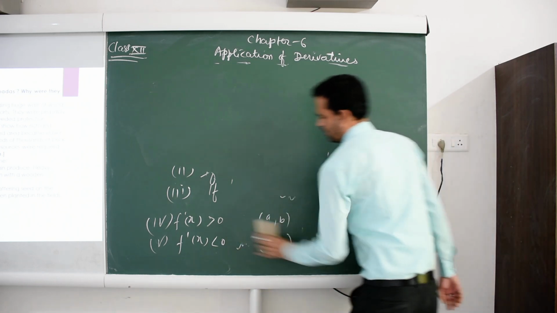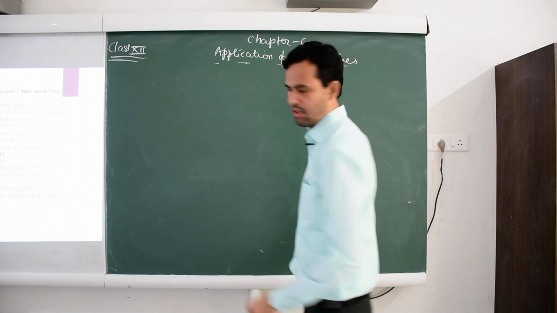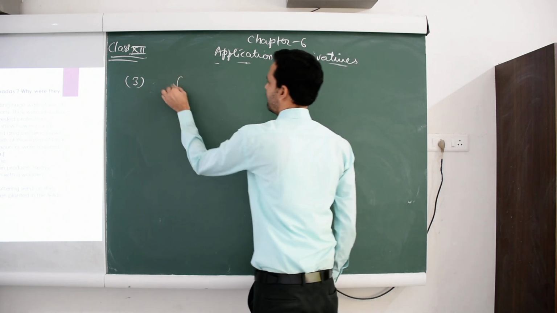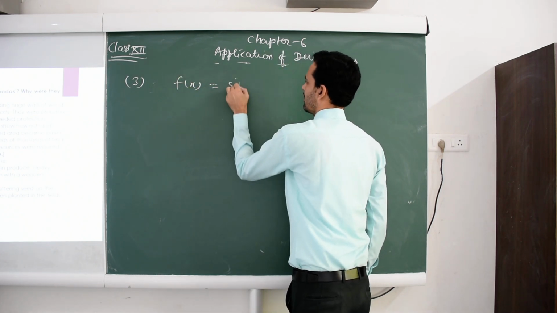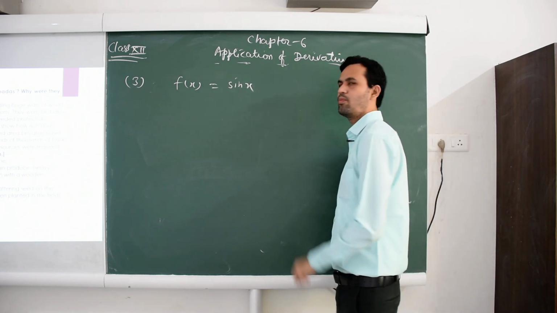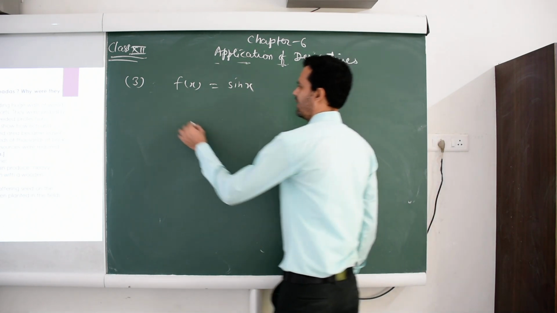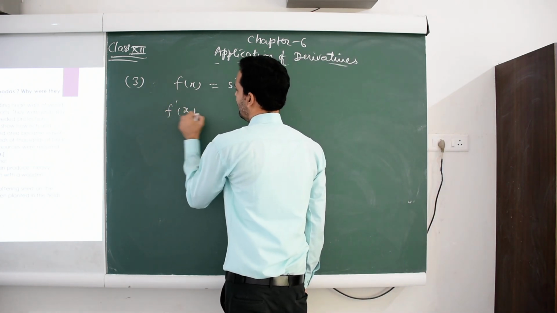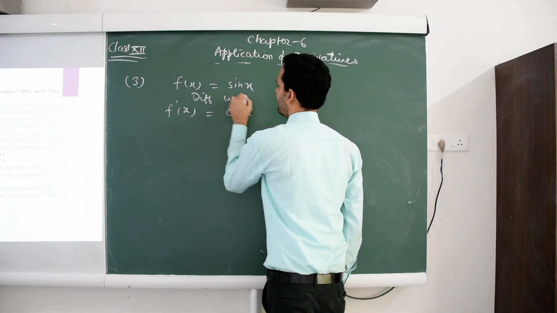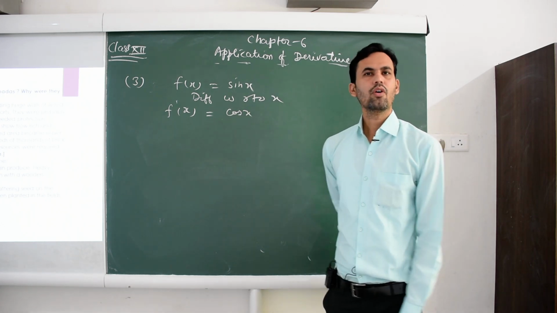Exercise 6.2, question number 3. Show that the function f(x) equals sin x is strictly increasing in 0 to pi by 2 and decreasing in pi by 2 to pi. So first we differentiate it with respect to x. So we get f dash x equals cos x.